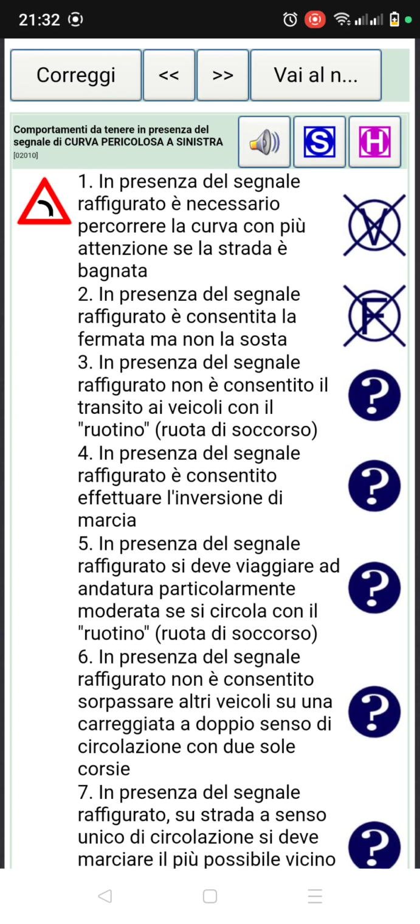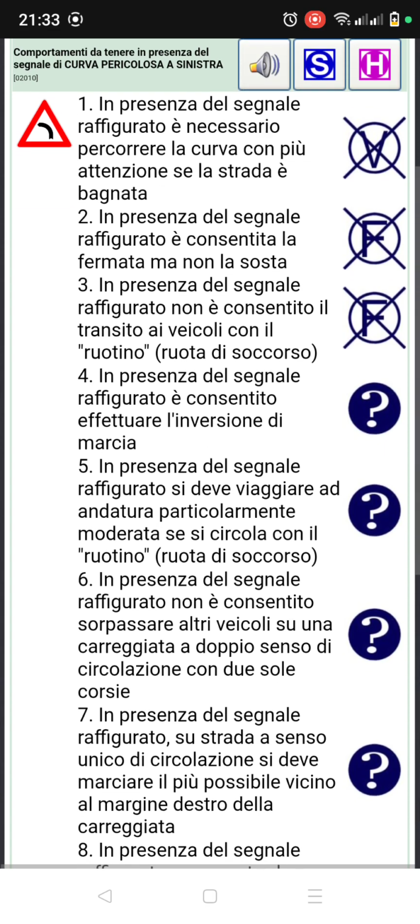Number 3. In presenza di segnale raffigurato non è consentito il transito di veicolo con il ruotino di soccorso. No, it's false. In the presence of this sign figure, it says the transit of a vehicle with the spare tire is not allowed. No, it's false. Spare tires, they can transit.